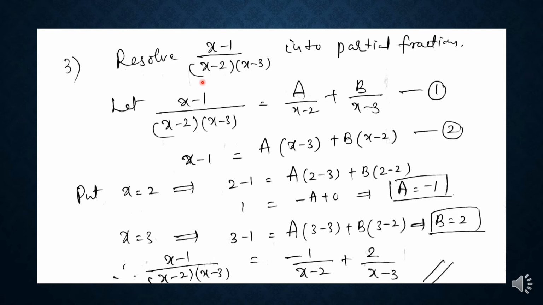Now we should find the values of the constants a and b. So by taking x is equal to 2 once and x is equal to 3, we will get the a and b values. We should substitute x values throughout the equation. So put x is equal to 2, then 2 minus 1 is equal to a into 2 minus 3 plus b into 2 minus 2. 2 minus 1 is 1, so 1 is equal to minus a plus 0, that is a is equal to minus 1. Thus we got the value of a.